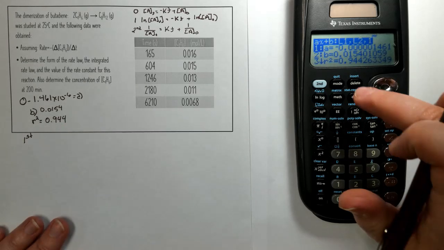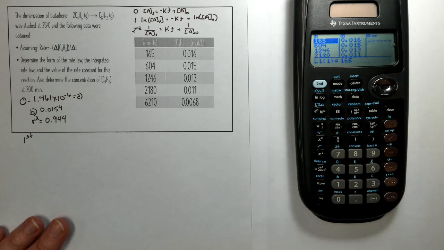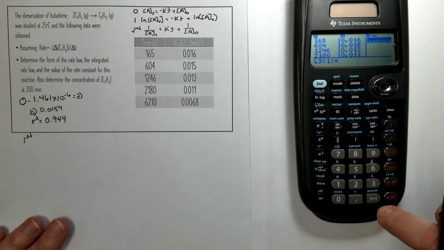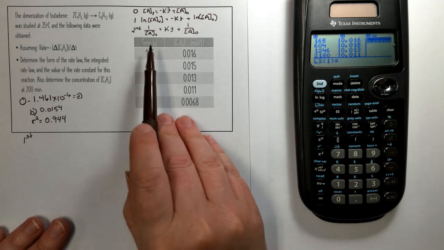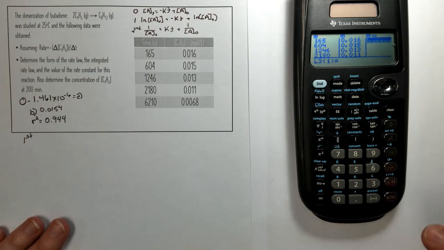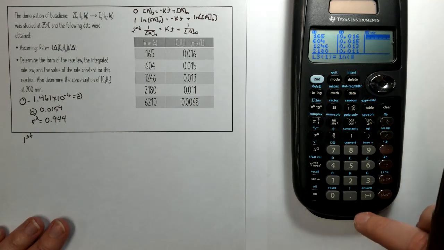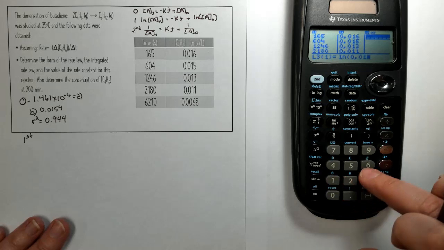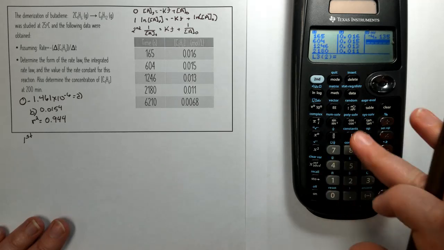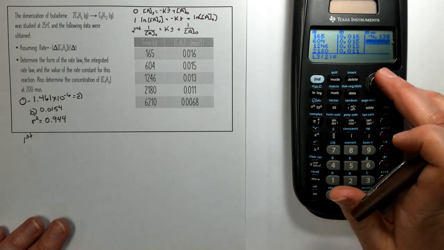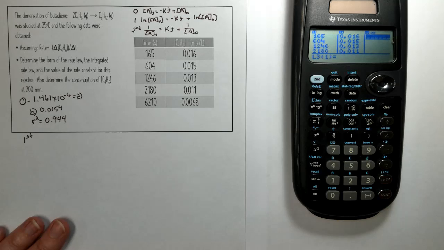Okay, to do that, we're going to go back to our data table, and we're going to come over to column 3. Now you could type this in manually, and you could say, for first order, remember we're plotting the natural log of those concentrations, so you could go natural log of 0.016, and then natural log of 0.015.